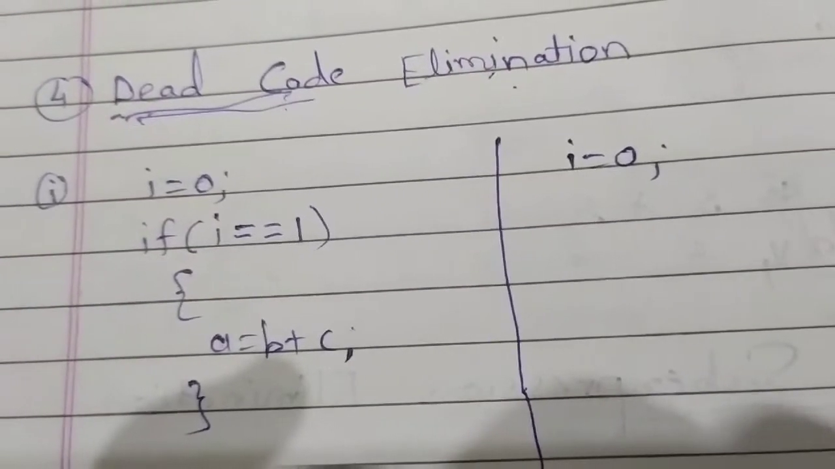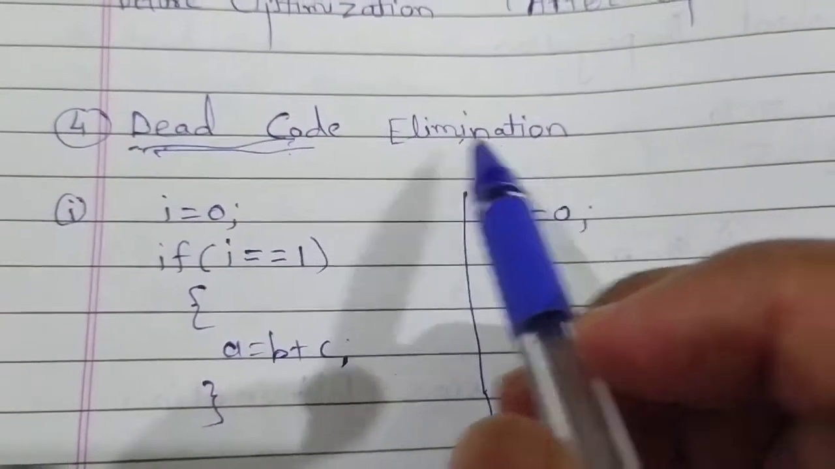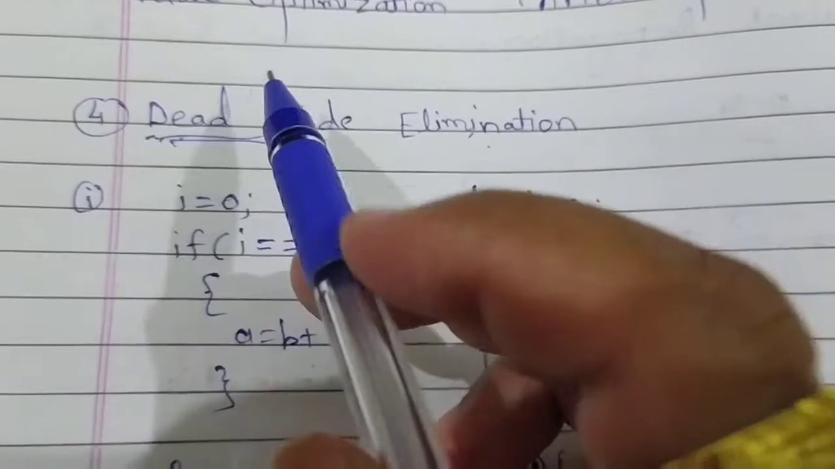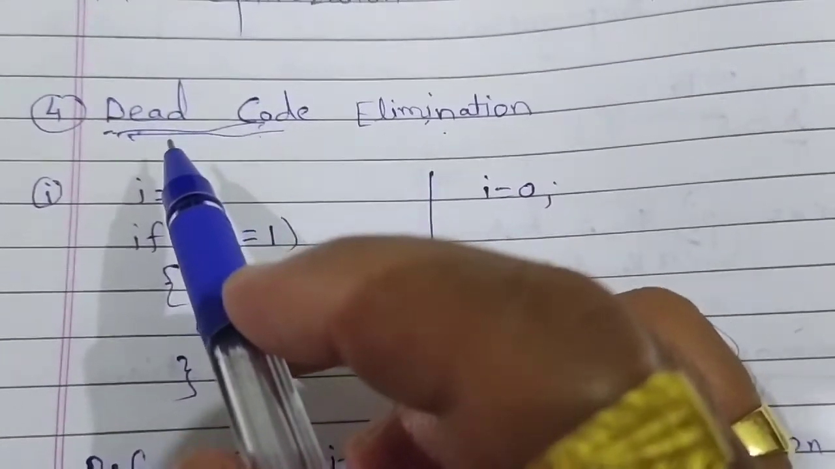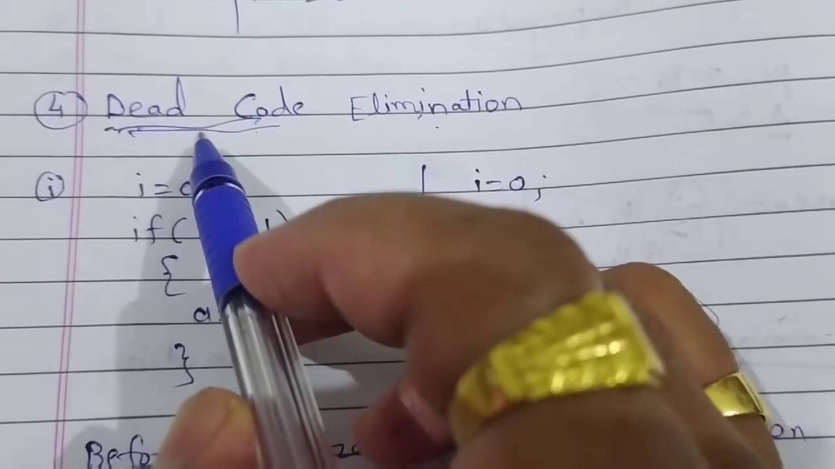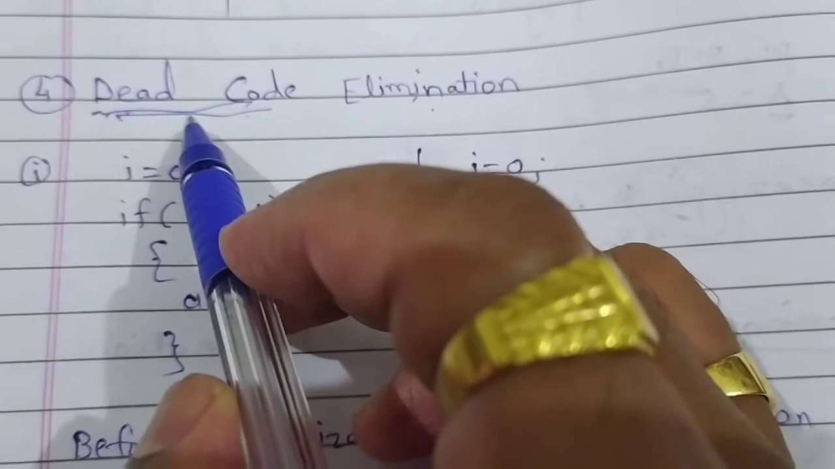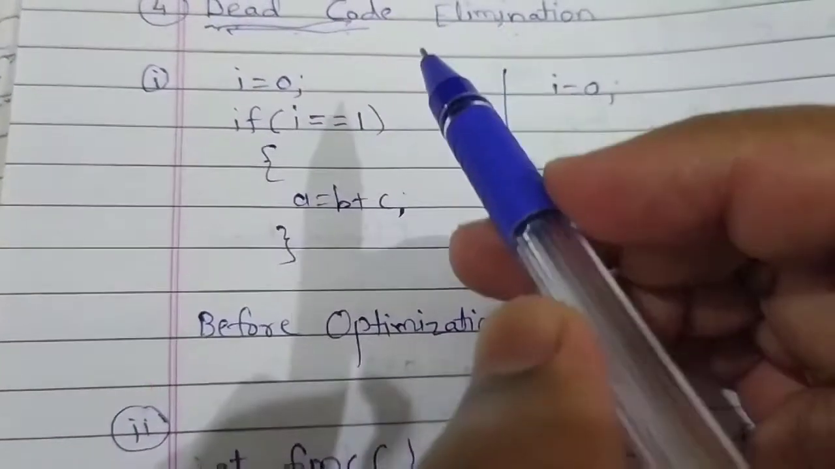Next technique for code optimization is dead code elimination. Now what do you mean by dead code? So dead code are those instructions to which the processor cannot reach, or if those instructions are evaluated, their output will not be used for the final output. We'll see some examples for that.